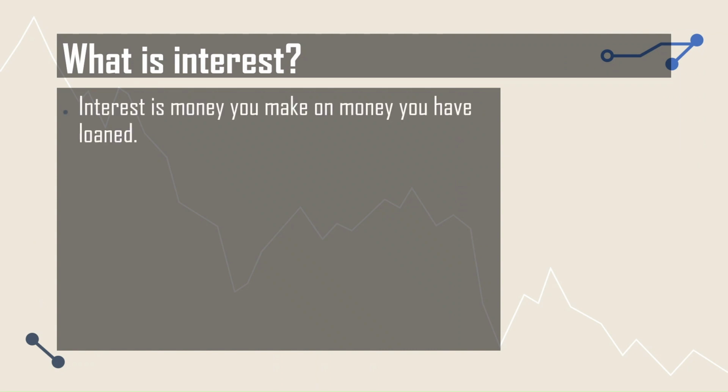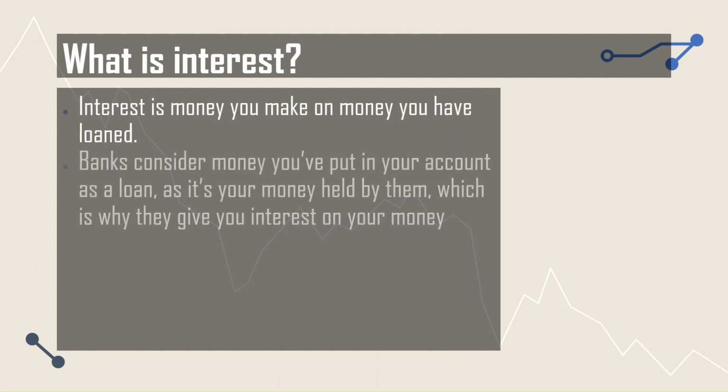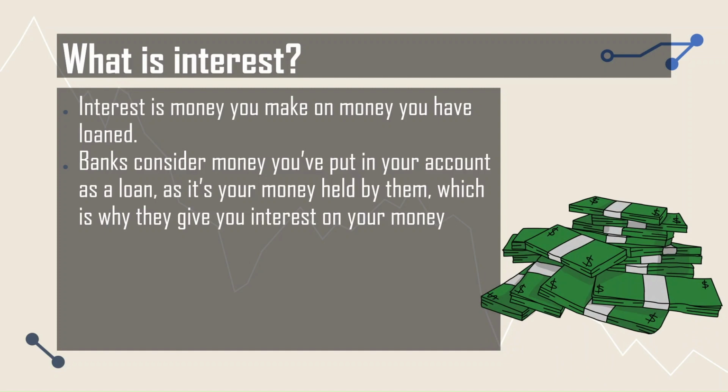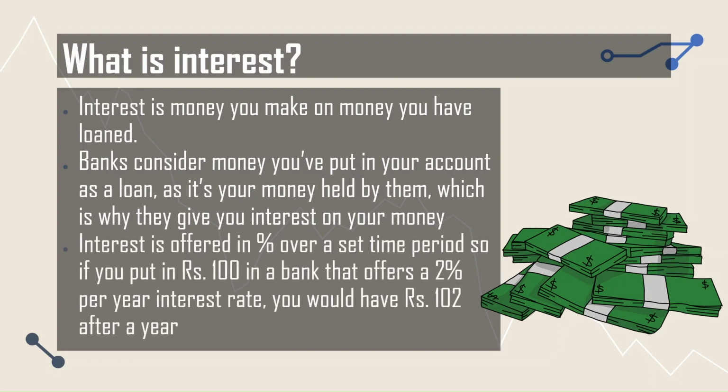Interest is money you make on money of loan. So banks consider money you put in your account as loans, as it's your money, it's just held by them. This is why they give you interest on your money, as a way of thanking you for keeping your money with them. Interest is offered in percentage over a set time period, for example, a month or a year. But this can be any time period as pre-decided.